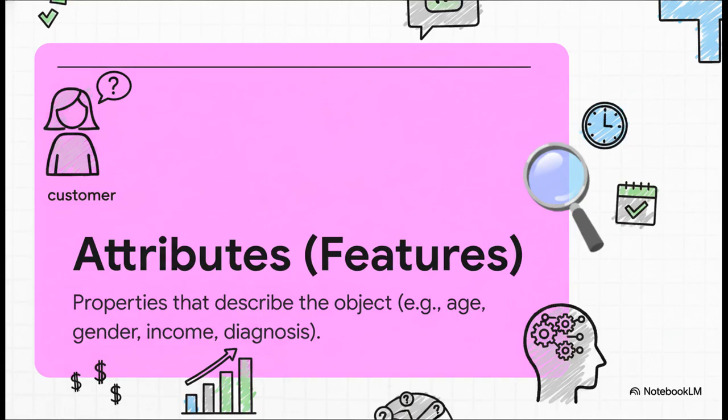How do you actually describe them? That's where attributes come in. These are all the details, the little characteristics. What's their age? What's their income? These are the attributes, and they're what bring your data object to life.